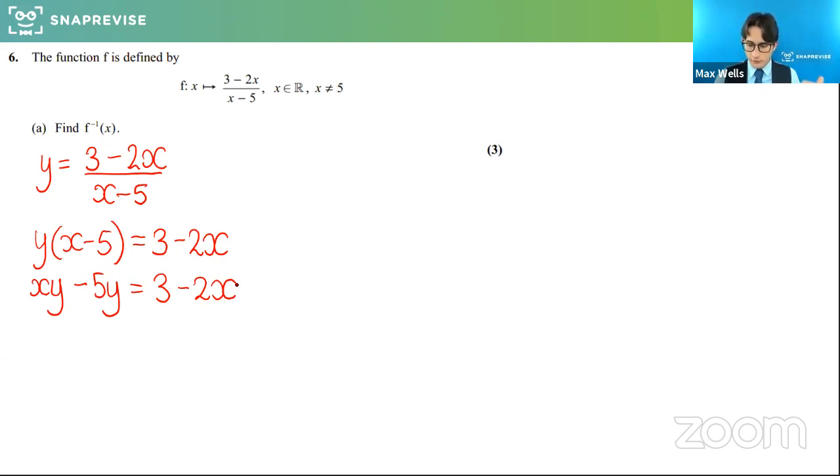Now, remind yourself at this stage, what are we trying to do? We're trying to make x the subject. We're trying to get all the x's on their own on one side. So this is going to need a bit of manipulation. We're going to need to rejig it. So I'm going to get all the x's on one side, everything else on the other. So I'm going to get xy, I'm going to add the 2x across and add the 5y across.